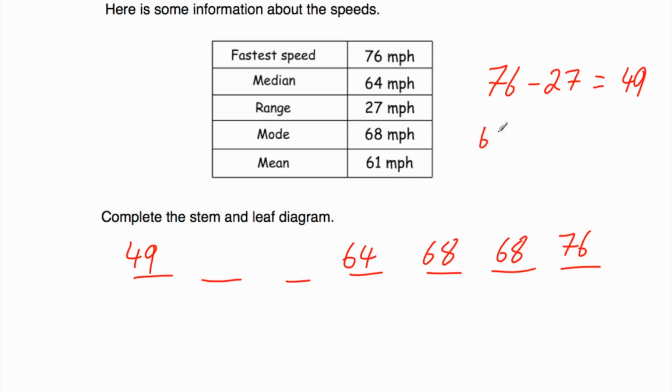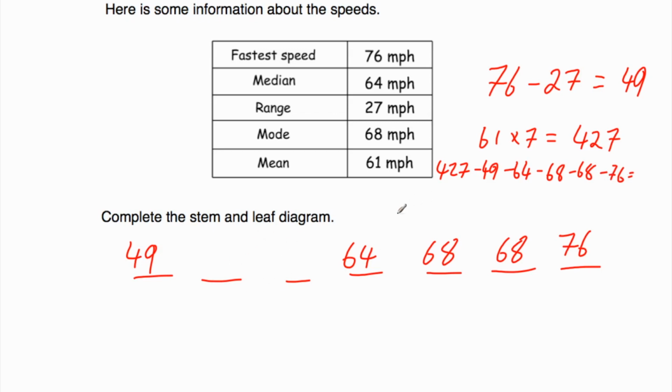So if we take our 61 and multiply by 7, that would tell us the grand total of all the speeds. So 61 multiplied by 7 is equal to 427. So that means that all of these numbers will add together to give us 427. But there's 2 of them missing, so if we take away the 5 that we know, we can then figure out what's left, what's the total of these 2 numbers. So if we do 427, take away 49, take away 64, take away 68, take away 68, take away 76, that would tell us what the sum of these 2 speeds would be.